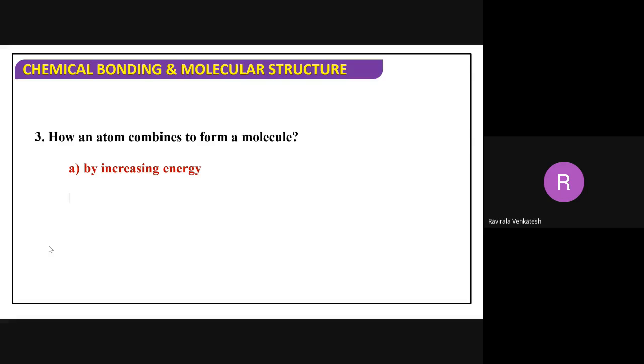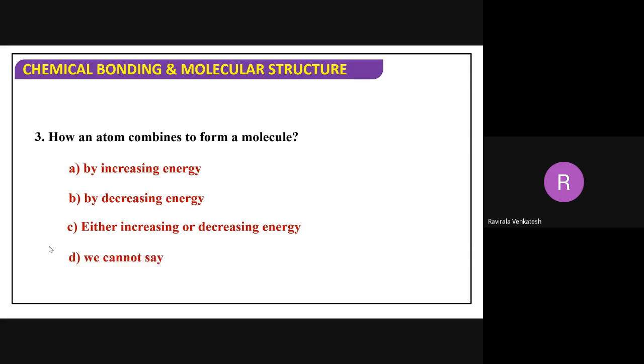How does an atom combine to form a molecule? Which answer will it be? This is very important. By decreasing energy. In any case, always decreasing of energy only. Just now I showed you, isn't it? In the graph, the hydrogen molecule energy decreased, around 436 kilojoules liberated here. So the answer always, this is important beta: by decreasing of energy, the molecule will be formed.